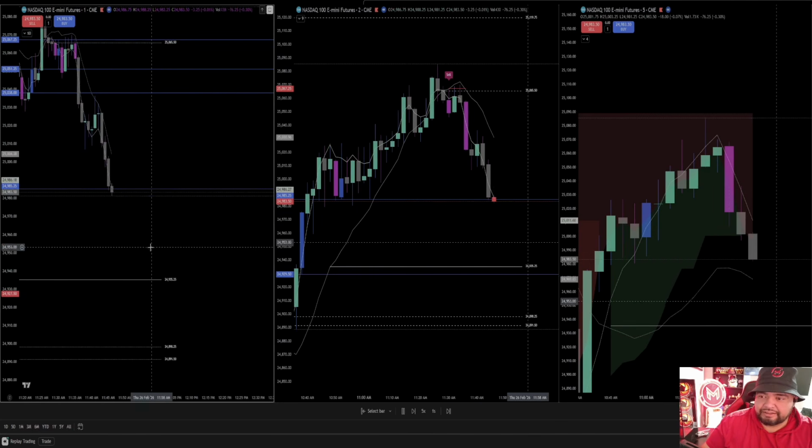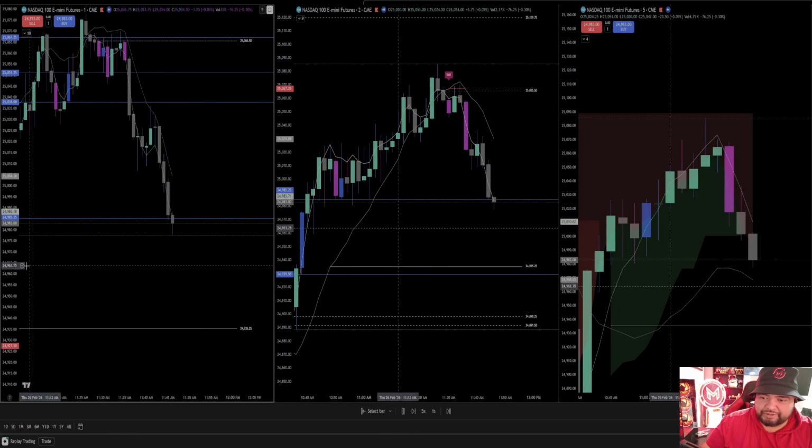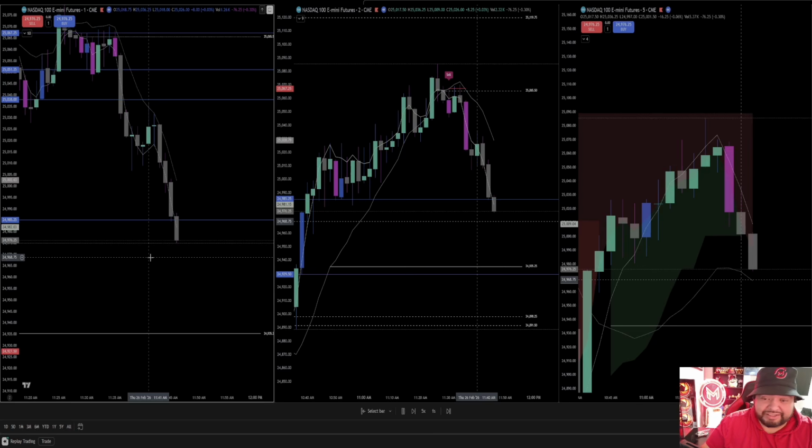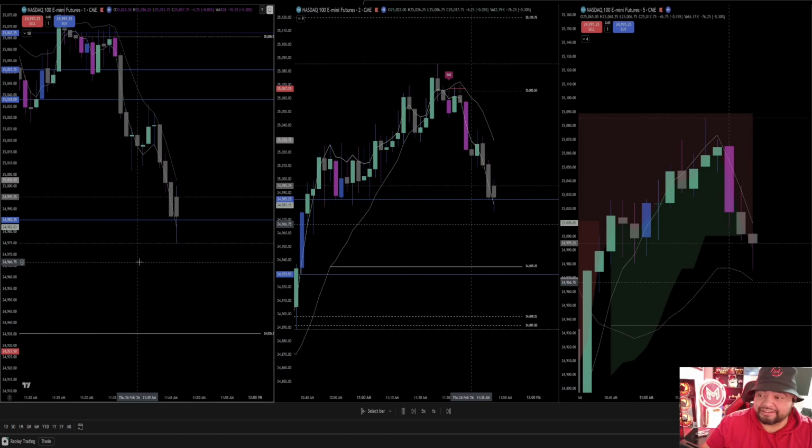Okay. A lot of people complicate quantum. It shouldn't be that complicated. You just have to trust the process. Trust the setups, right? Wait, be patient, respect your stop losses, and keep sizing consistent.